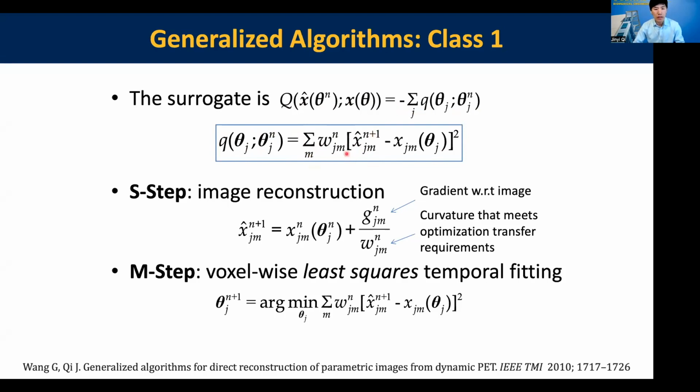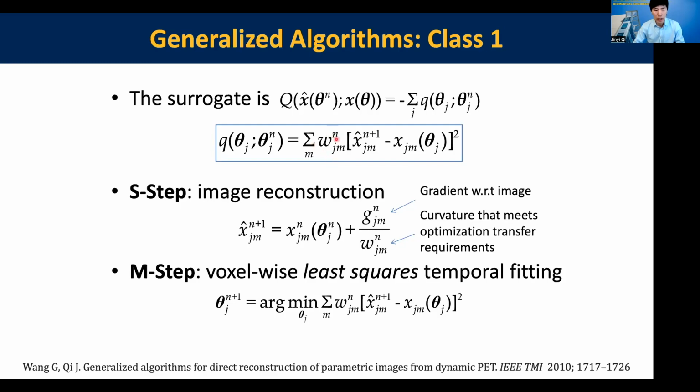To construct this surrogate function, we need to compute two parameters. One is x_j,m superscript n+1, which is obtained by an image update. This is just like one step in an iterative reconstruction: essentially using the current estimate of the image plus the gradient divided by some curvature. The gradient is exactly the gradient of the objective function, and the curvature needs some calculation to make sure this surrogate function satisfies the two conditions I mentioned in the previous slides. Some details will be given on the next slides.